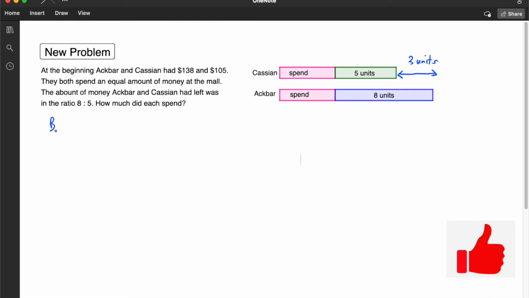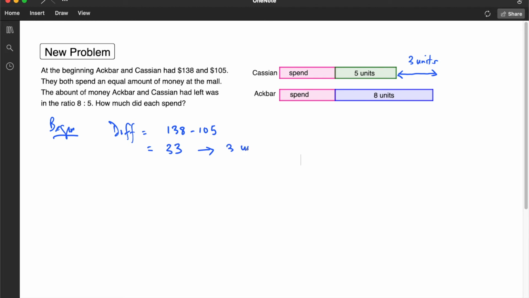So at the beginning, the difference between the two is 138 minus 105, as you can see from this model, right? So how much is this? This is actually 33, right? But this is also equal to our 3 units, right? So 1 unit will of course equal to 33 divided by 3, or $11, right?